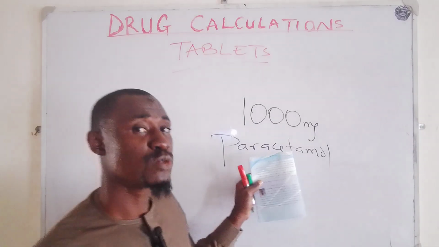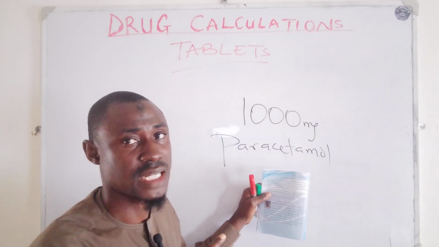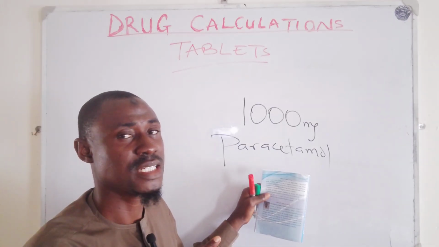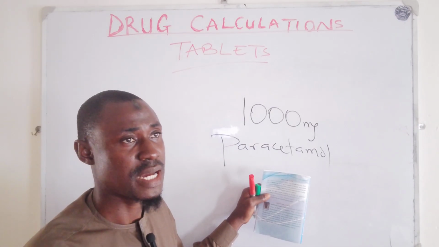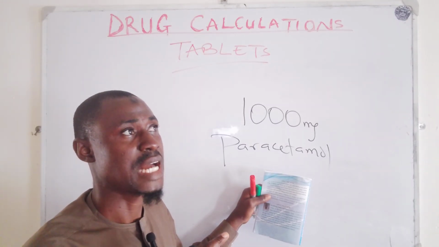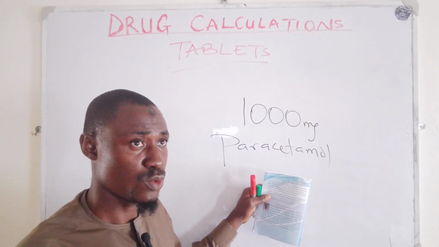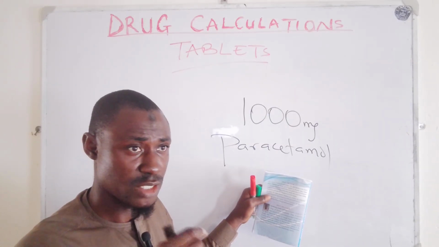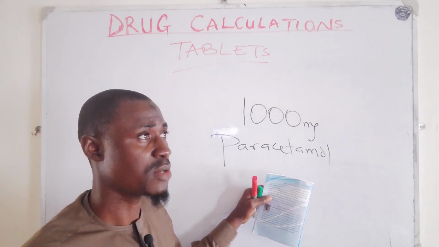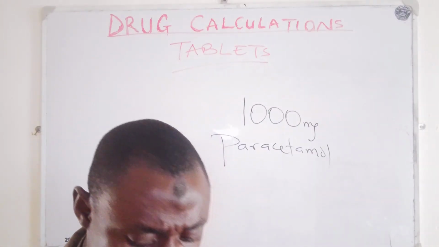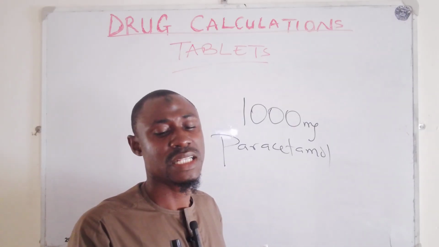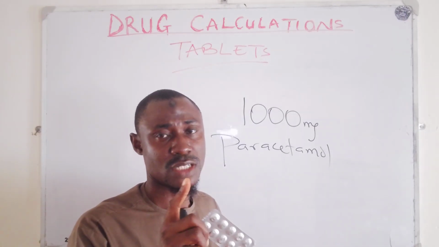But one thing we need to take note of with regards to tablet calculations is that you will have to be careful with the unit. What I mean by unit is you always ensure that the unit that has been prescribed for you is also the same as the unit of the tablet. Now, what do I mean by this? If you pick any tablet, you will always see the amount of each tablet. It will be written on the back.